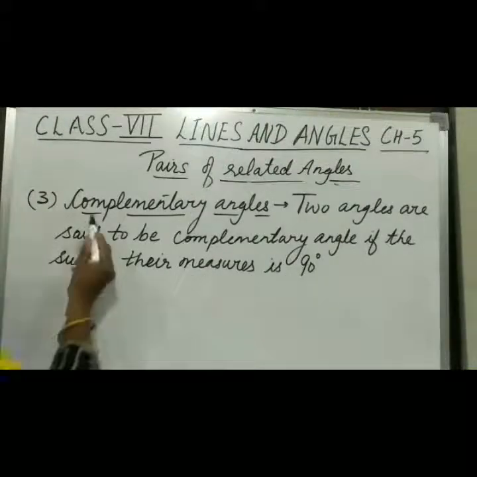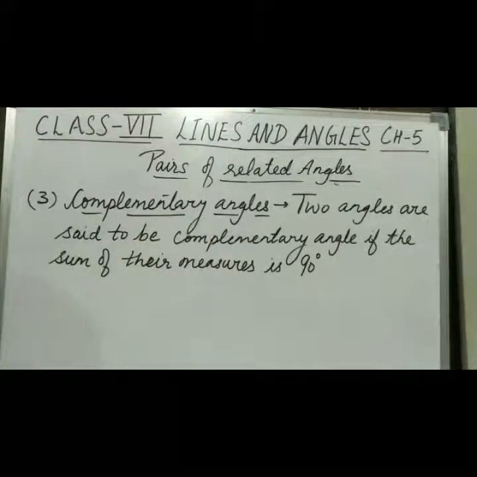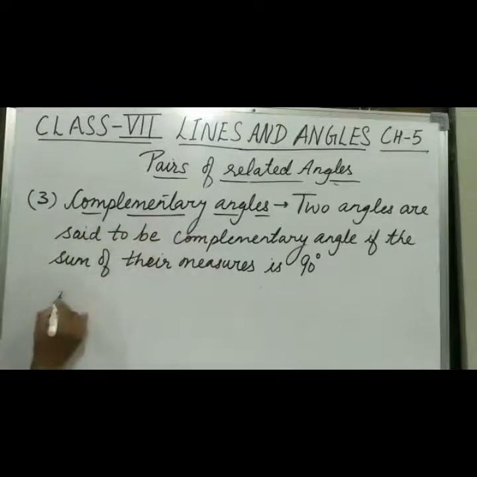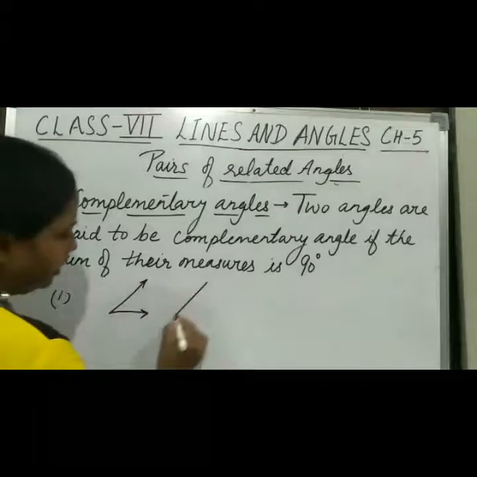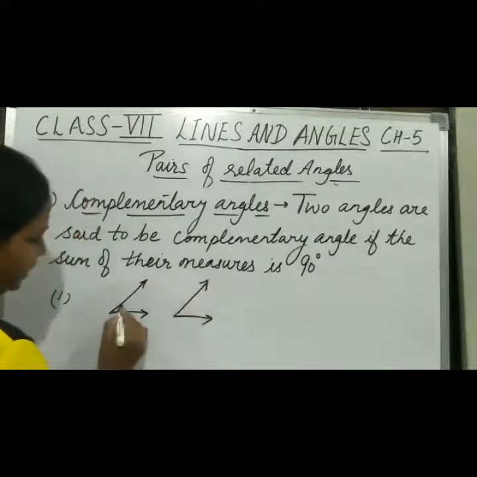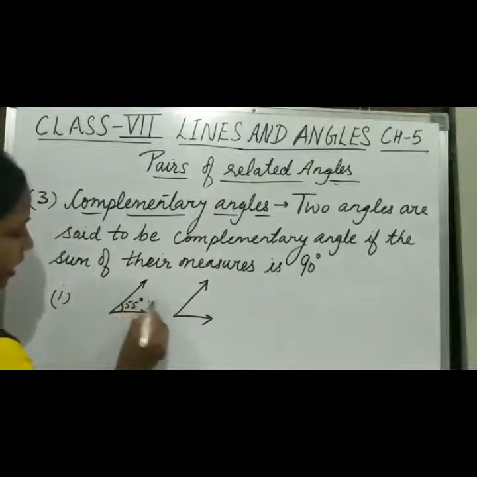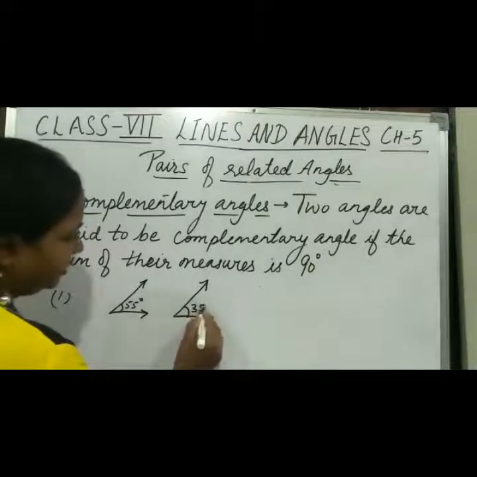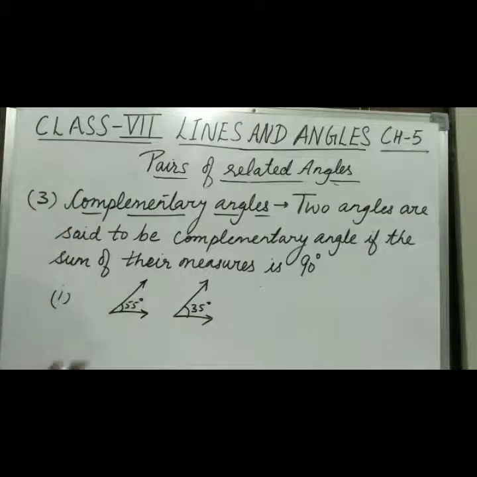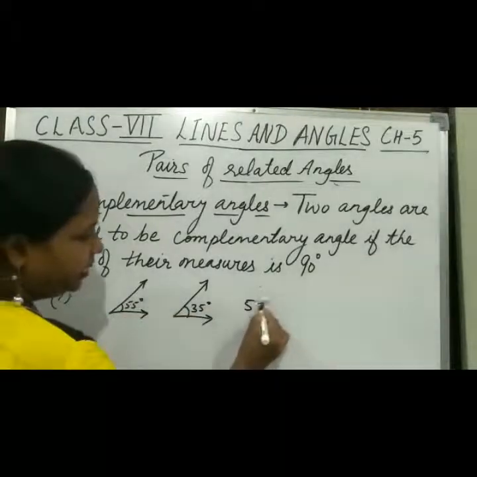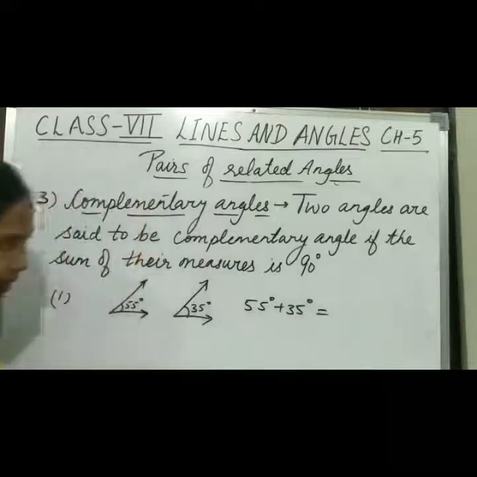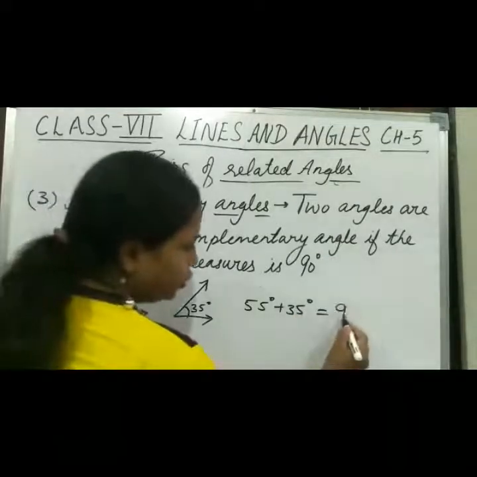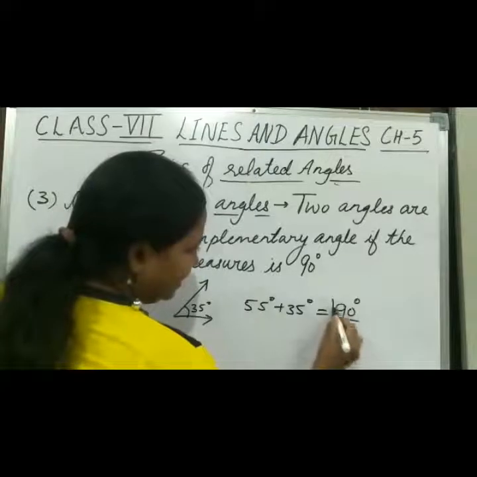Our next topic is complementary angles. For explaining this, let's see this situation. Suppose I take these two angles, and the measure of this one angle is 55 degrees and this one is 35 degrees. Now, see the sum of these two angles, that is 55 degrees plus 35 degrees. Now, what is the sum here? When you add the measure of these two angles, you will get 90 degrees.